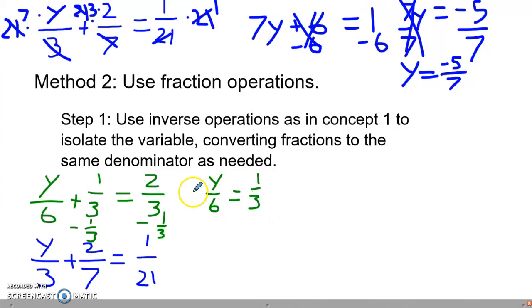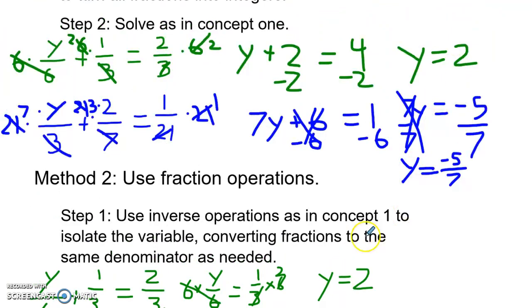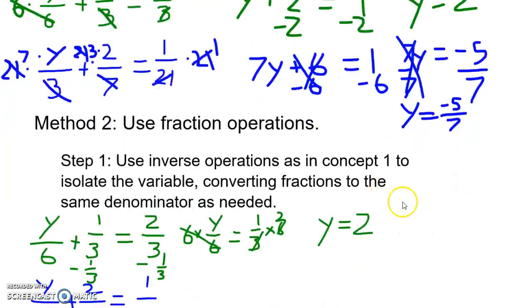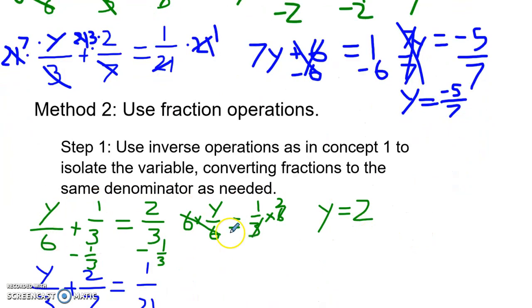To get rid of this denominator, I'm going to multiply by 6, multiply by 6, and those will cancel. And I'll have y equals 6 over 3, or I can cross cancel those. 6 divided by 3 is 2. 2 times 1 is 2. And you can see we do get the same answer, and we probably saved a little bit of time doing it this way for this problem.